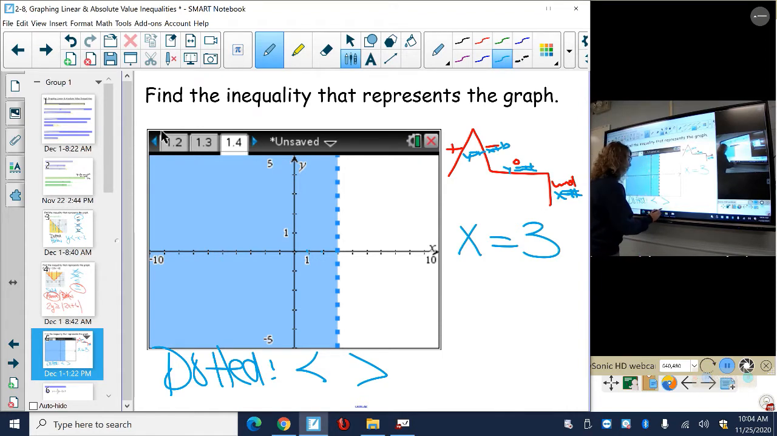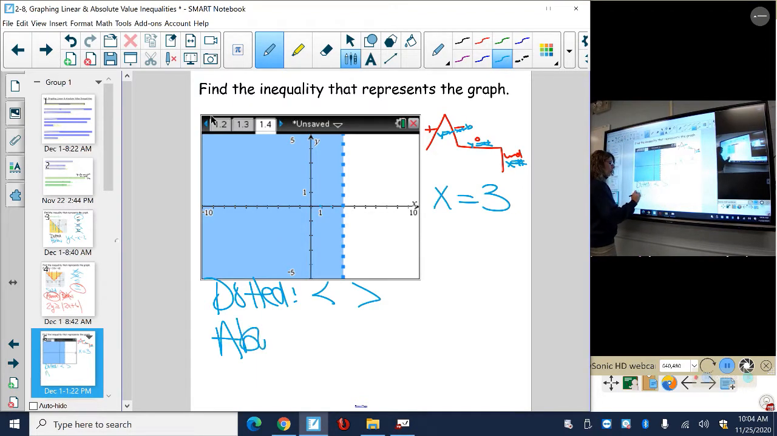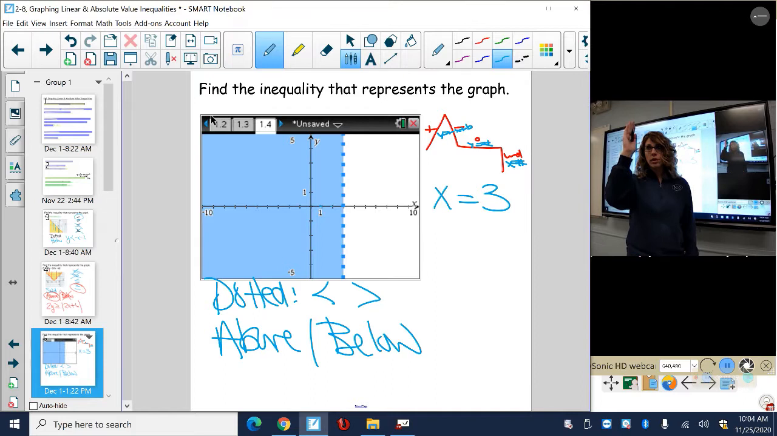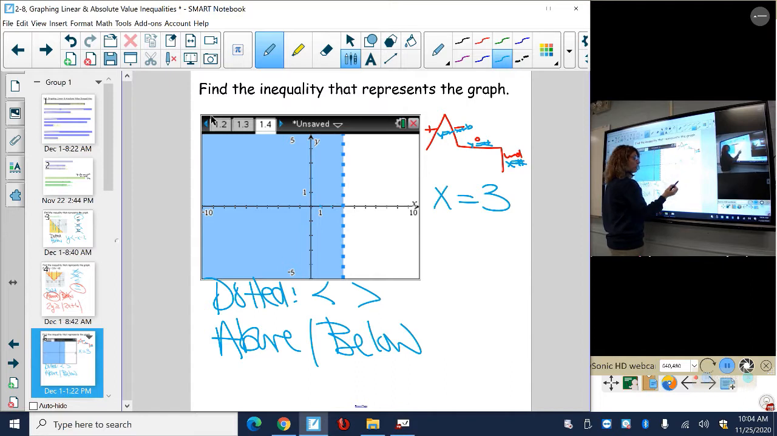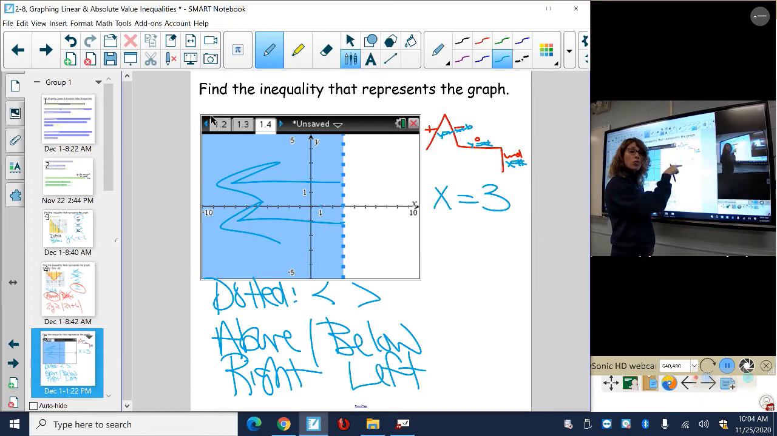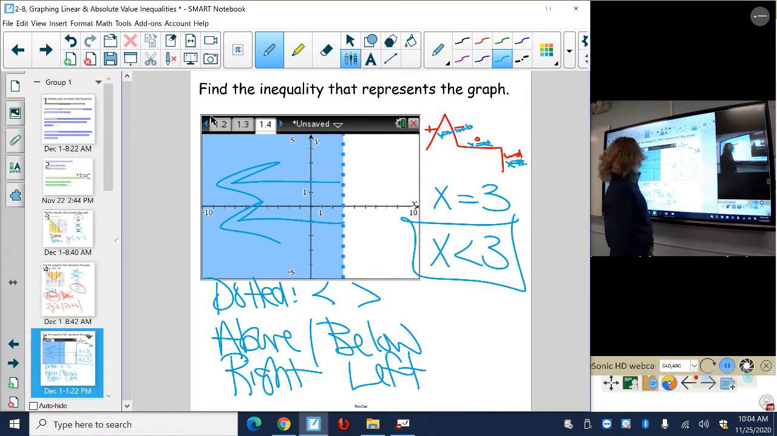Okay? Now we're going to ask, is the shading above or below? Now, you're going to say, Mrs. Yoder, it's a vertical line. Above or below, I can't be above a vertical line or below a vertical line. You're right, but you can be to the right or to the left. If you're going to the right, the numbers are greater than, so above would be right, and below would be left. Okay, that's what I need your brain to understand. This shading is to the left, and all the numbers to the left of 3 are smaller than 3, so therefore this is x is less than 3, and you are done.